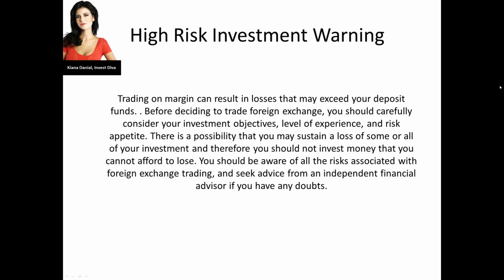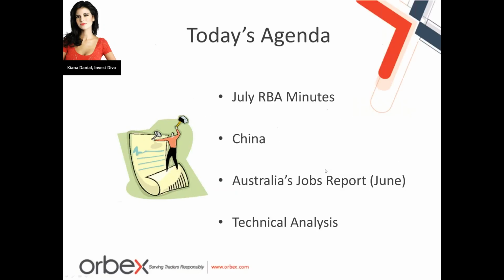All right, so now that we covered that, let's go ahead and talk about what we're going to cover today during our webinar. First of all, we had the July Reserve Bank of Australia minutes. We're going to talk about their highlights, what exactly they've been looking at, and we're going to look at other Australian economic statements to basically figure out what is going on in Australia.